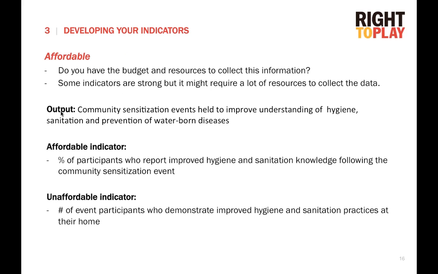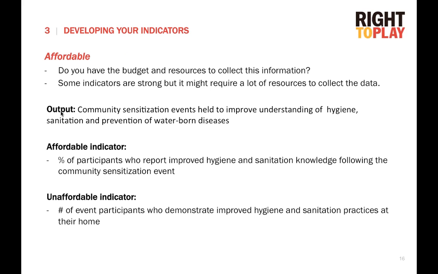So for example, if our output is community sensitization events held to improve understanding of hygiene, sanitation, and prevention of waterborne diseases, an example of an affordable indicator might be the percent of participants who report improved hygiene and sanitation knowledge following the event, which is something that we could measure in conjunction with the event.